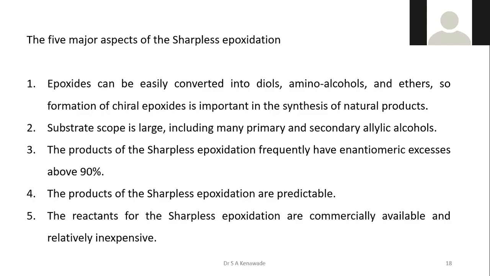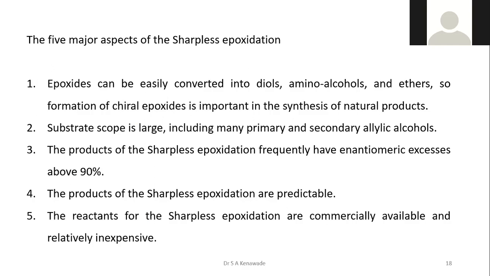Secondly, substrate scope is large, including many primary and secondary allylic alcohols. Here, a large number of allylic alcohols. Third, the product of the Sharpless epoxidation frequently has enantiomeric excess above 90%. In the pharmaceutical industry, we require enantiomeric excess above 90% for designing or developing any drug.